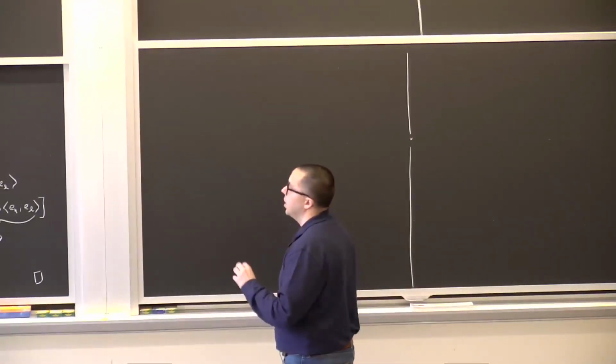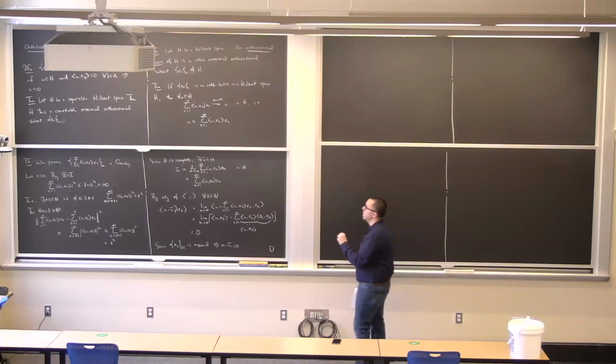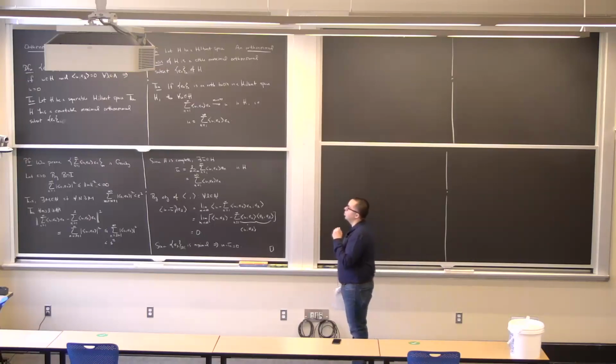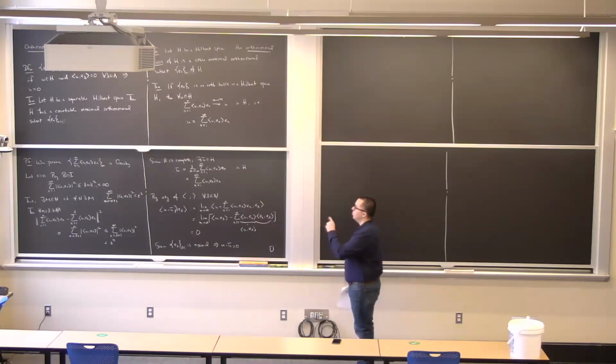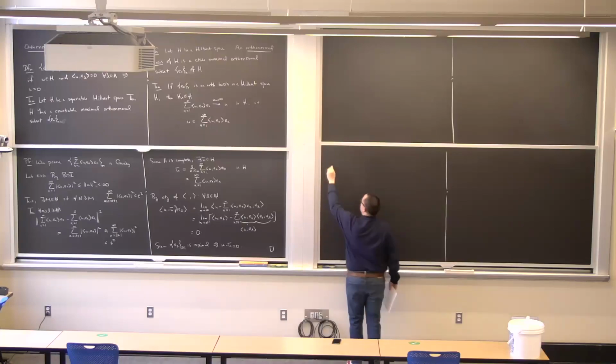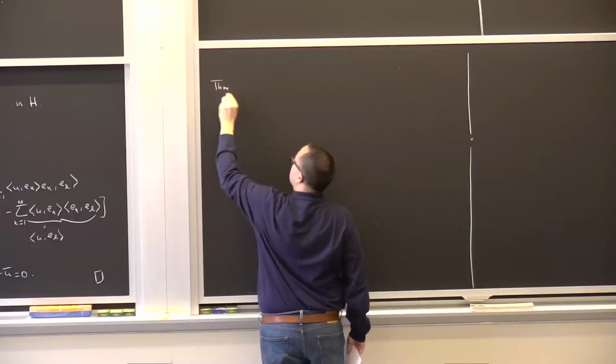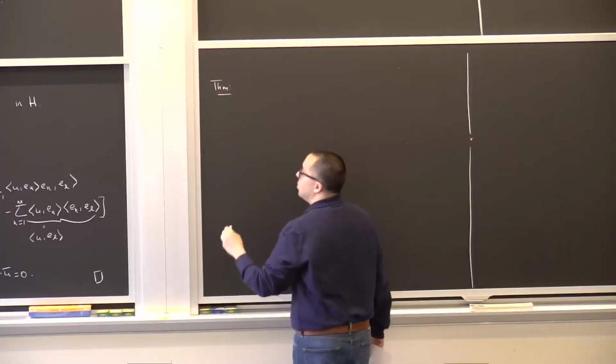Now, let me just tie one thing up. We know that every separable Hilbert space does have an orthonormal basis, right? A countable maximal orthonormal subset. So if H is separable, that implies H has an orthonormal basis. Now what this theorem also proves is that if H has an orthonormal basis, then H is separable. So let me state that as a simple theorem that follows from this.